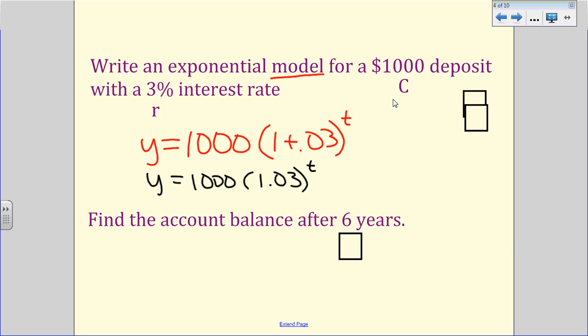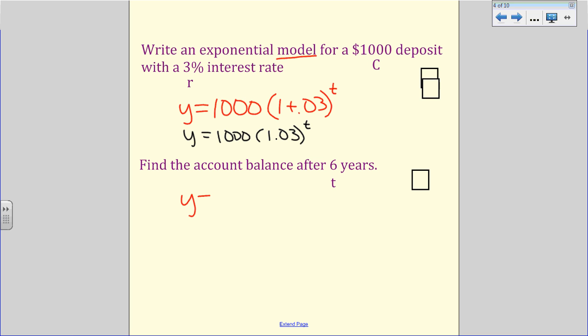Now, when it says to find the account balance, this is what makes it a calculator problem. Okay, guys, when they ask you to find an ending amount, when they ask you to find an account balance, now you actually have a t value and can plug that in. So I'm going to go to my calculator and type in 1,000 parentheses 1.03, and now I have an exponent of 6. And yes, I'm going to use a calculator. I highly recommend most of you do. Because 1.03 to the 6th power, multiplying that out 6 times, isn't anything I want to do by chance.